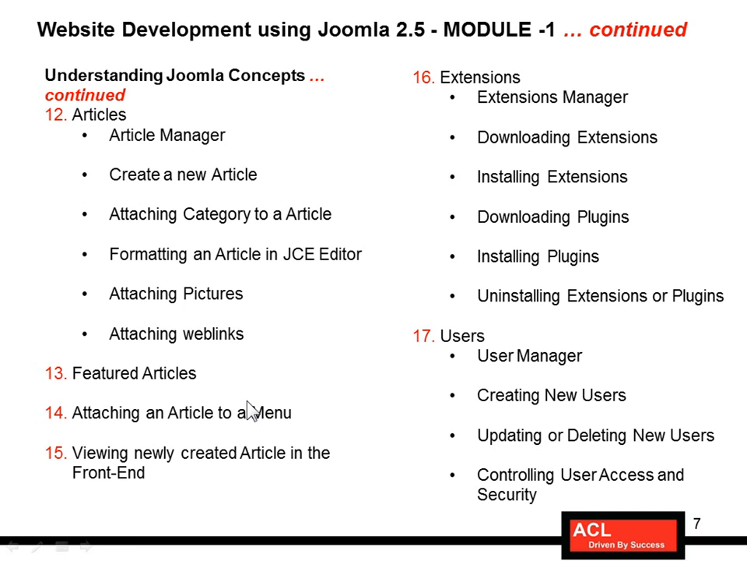We're still not over, so there are still a number of things. Then we'll understand all about articles, how articles are created, how they are formatted, how to attach pictures or maybe videos, and finally attaching web links on an article and publishing them. And we'll understand a number of other things related to articles, like what are featured articles, how to attach an article to a menu, then finally how to test or view a newly created and published article on the website. Once we are done with that, we will have a basic understanding of how Joomla works.